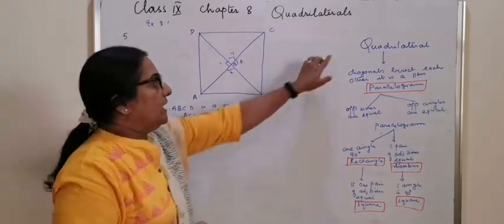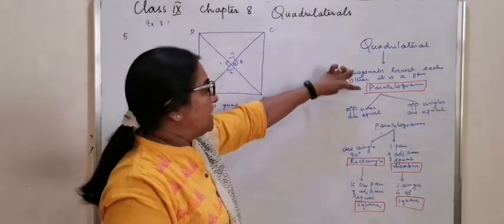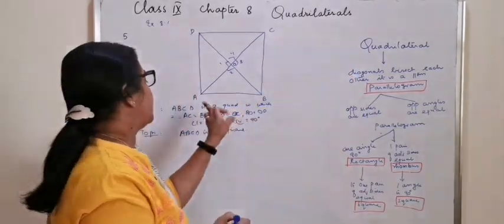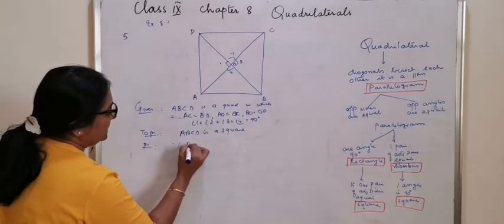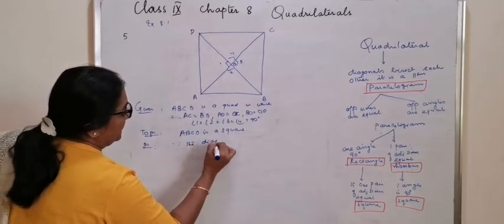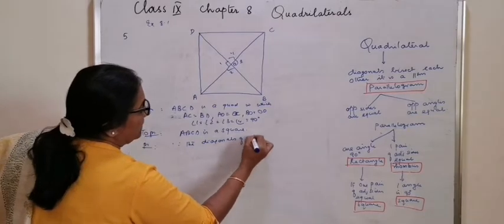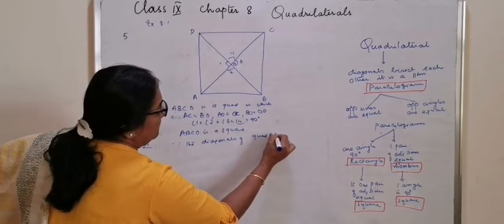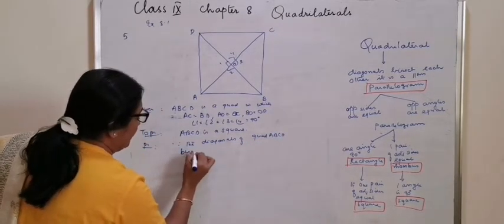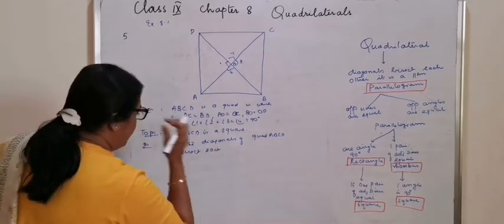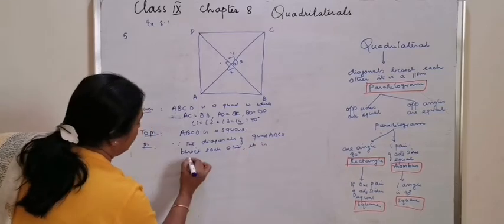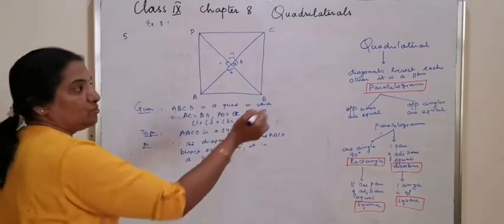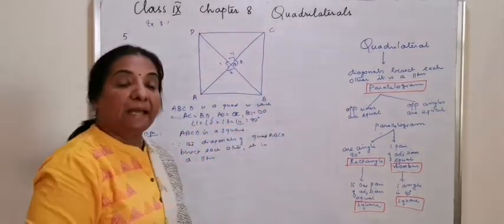So as I told you, any quadrilateral has to be a parallelogram if the diagonals bisect each other. That is given. So prove the first part. Since the diagonals of quadrilateral ABCD bisect each other, it is a parallelogram. So the first step is over. That proved it is a parallelogram.